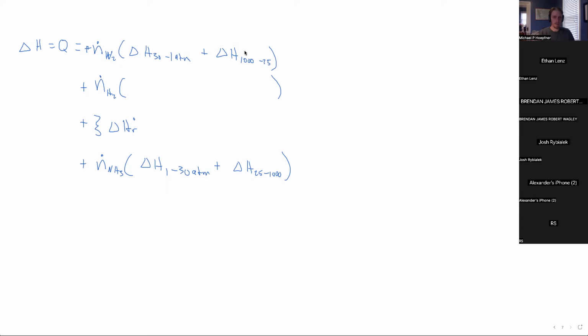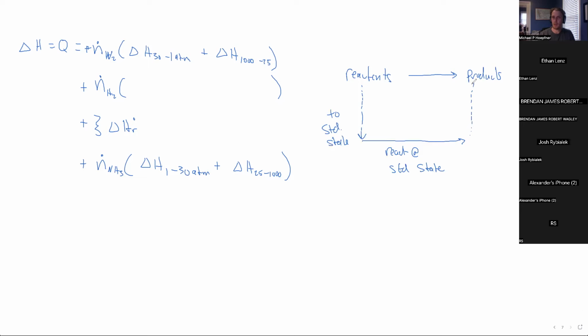Okay, so overall, what we did in the heat of reaction method is we have reactants going to products. What we first need to do is get the reactants to the standard state. We react them at the standard state, right, this is the 25 degrees C and 1 atmosphere. And then we get the products back up to the actual process conditions.